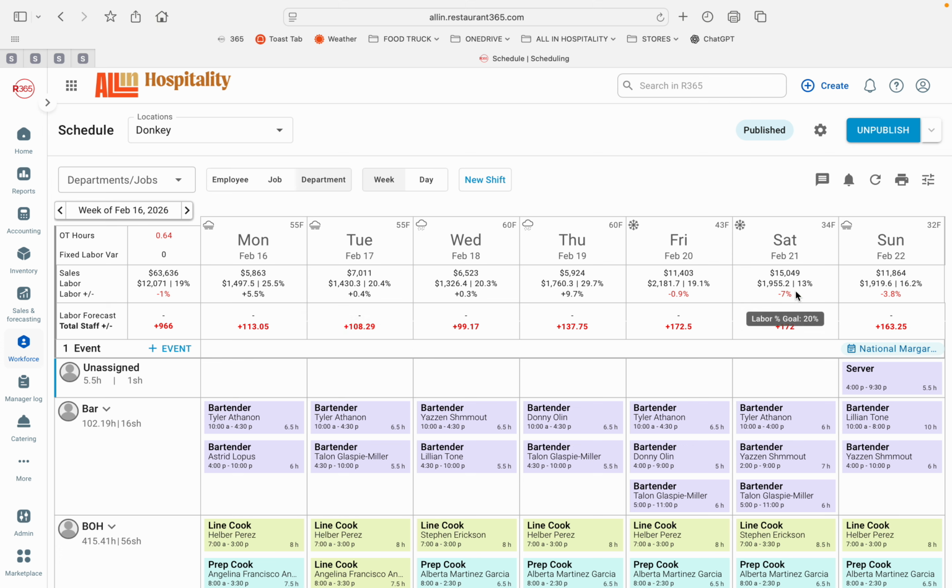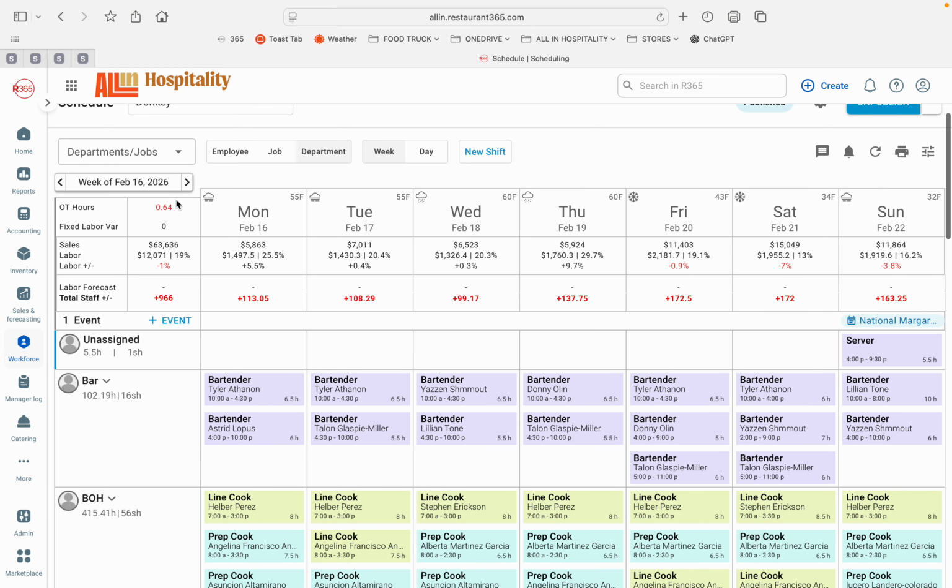So before you are posting the schedule, it's always a good practice to make sure that you are reviewing this. Up here in the front, you're going to see this as a week. For the week total, they are posting their schedule at a 19% labor spend. You can see any potential overtime hours listed here as well.